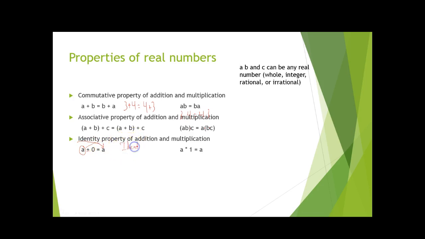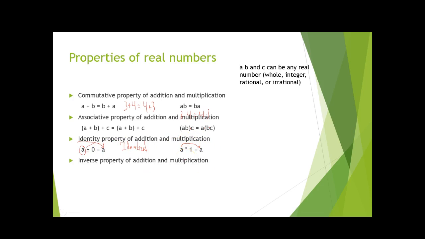The multiplication one's a little different though. The multiplication property says you have to multiply something to keep it the same. So what do I multiply a by to keep it the same? I multiply it by 1. So those are a little different. Add 0 to get the same number, or the identical number. Multiply by 1 to get the identical number.